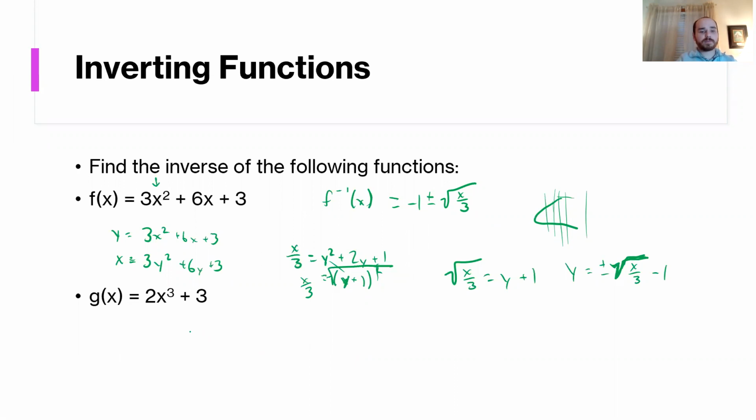Now this one is a little bit easier. We turn this into y equals 2x cubed plus 3. Then we turn that into x equals 2y cubed plus 3. Solving this isn't too bad. We subtract 3 from both sides.